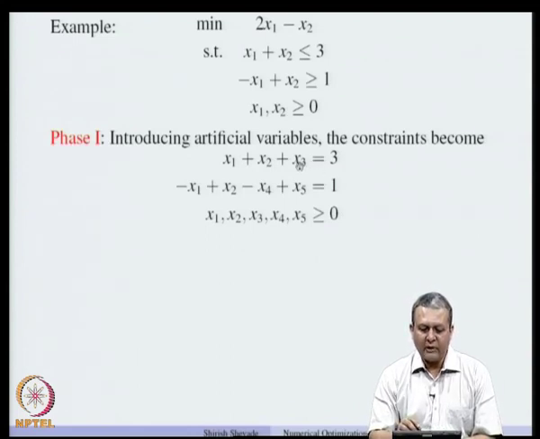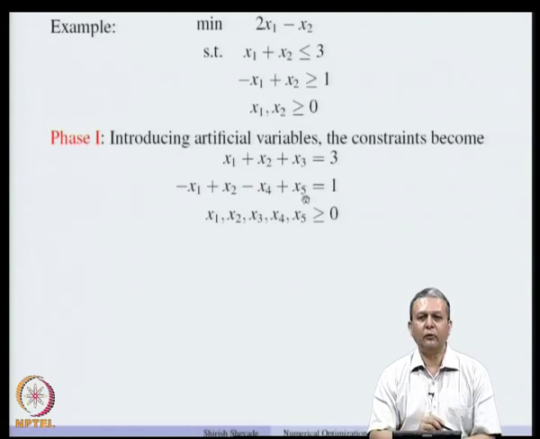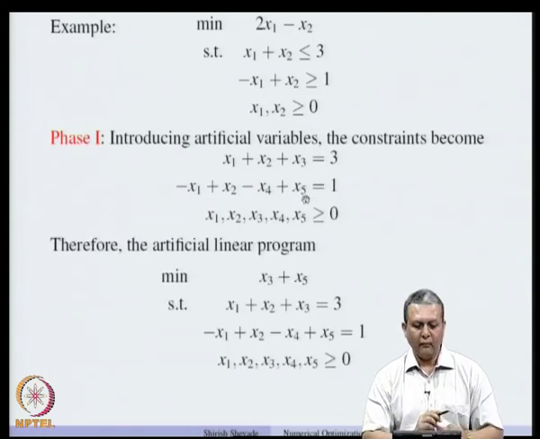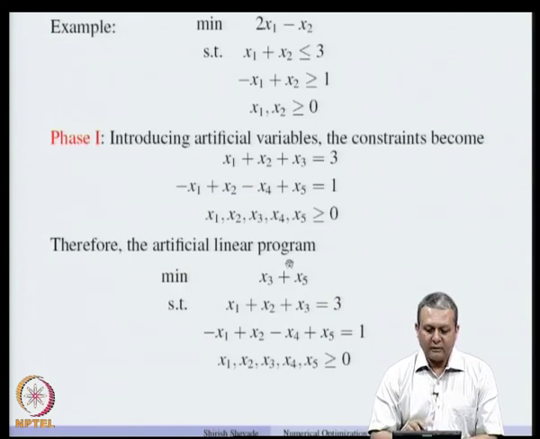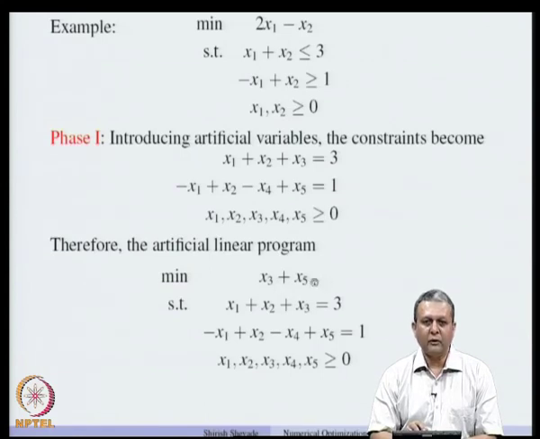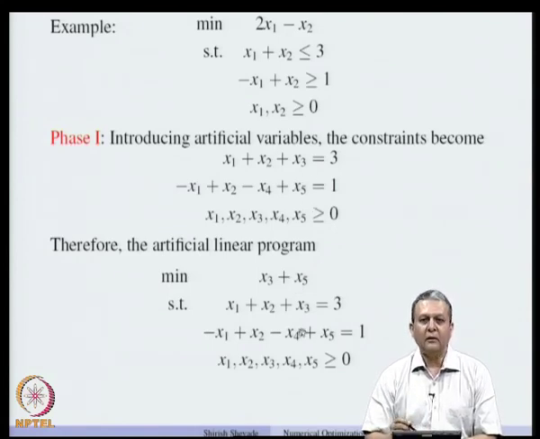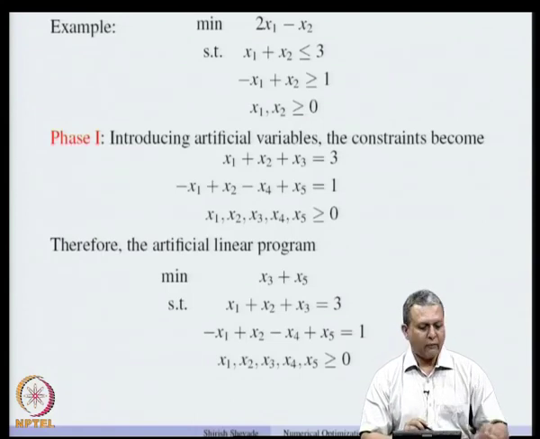So, for the artificial linear program, the variables x1, x2 and x4 are 0 and x3 equals 3 and x5 equals 1. The artificial linear program is the sum of the artificial variables, which is x3 and x5, subject to the same constraints, and we can use the simplex method to solve this artificial linear program, and that is what we will do now.